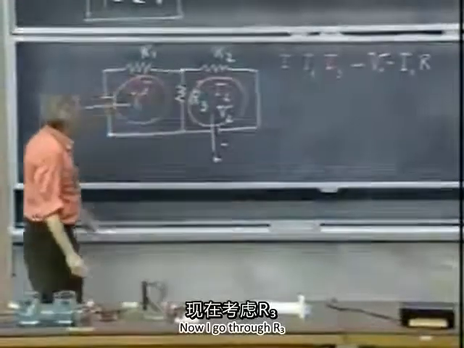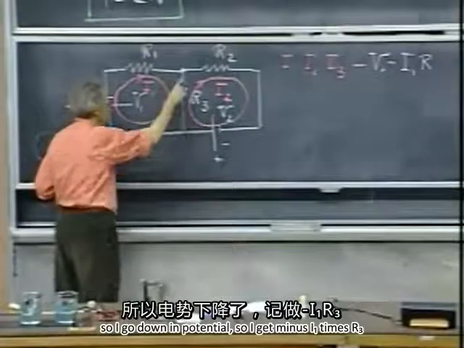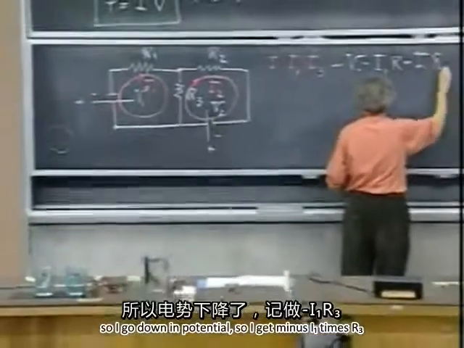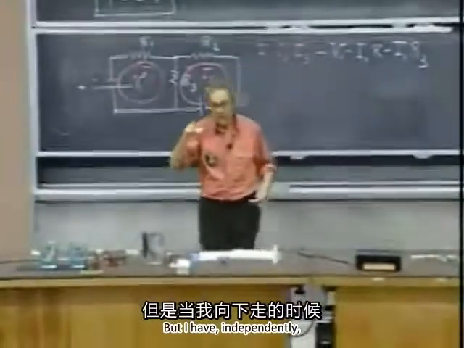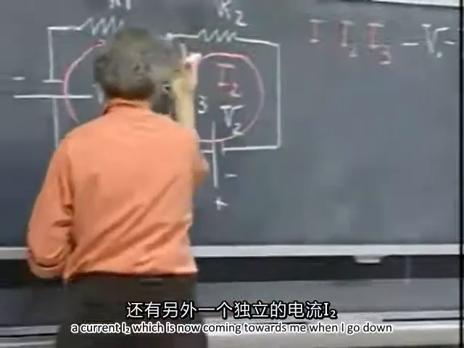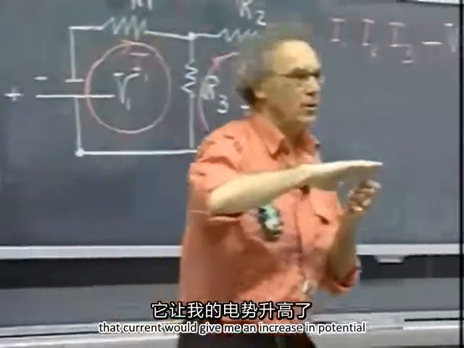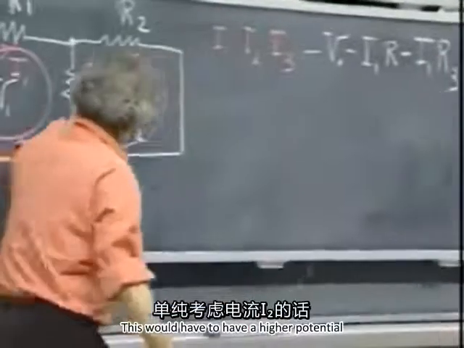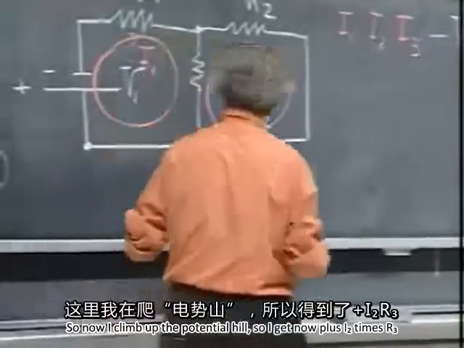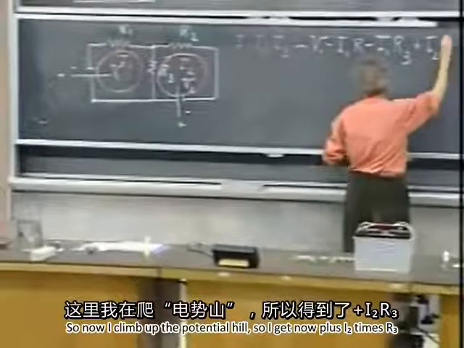Now I go through R3. This current I1 is going down, so this has a higher potential than here, so I go down in potential, so I get minus I1 times R3. But I have independently a current I2 which is now coming towards me when I go down. And so if it comes towards me, that current would give me an increase in potential. This would have to have a higher potential than this for this current to do this. So now I climb up the potential hill, so I get now plus I2 times R3.